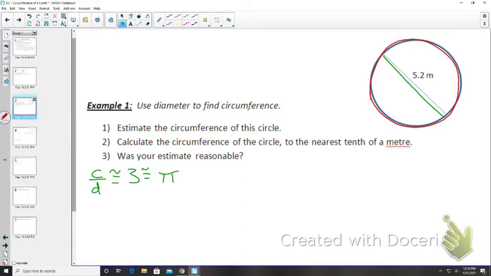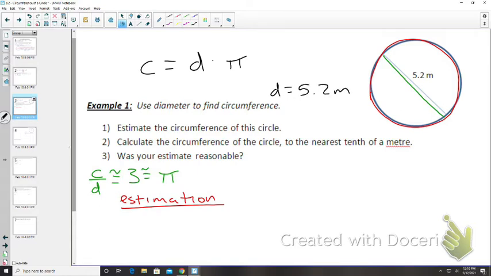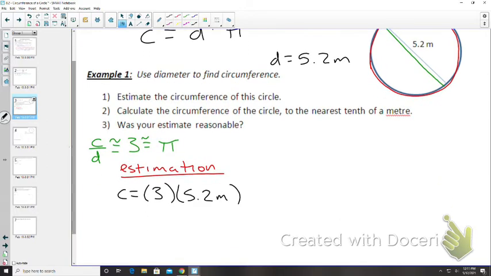So estimate the circumference. So our estimation, we know that the circumference is equal to the diameter multiplied by pi. Okay, so we know the diameter in this case is 5.2 meters. So if we're going to estimate that, our circumference is going to just be 3, which is fine because we're approximating this, multiplied by 5.2 meters. Okay, if you multiply that by 5, that's okay too. This is just an estimation, right? So 3 times 5 is 15, and then 3 times 0.2 is 0.6. So our circumference is approximately 15.6 meters. Okay, now let's go ahead and calculate this.